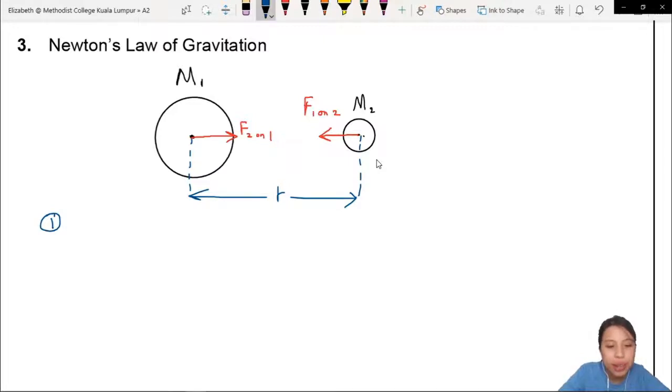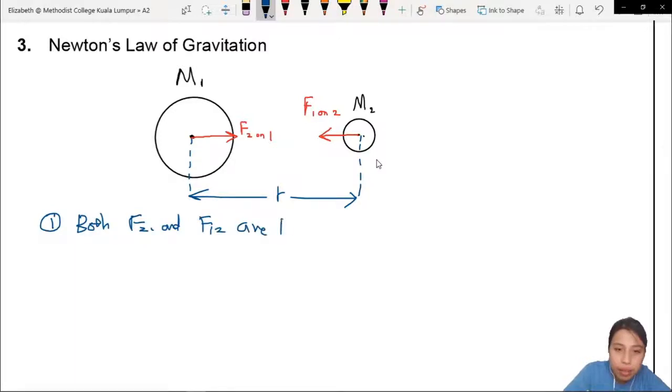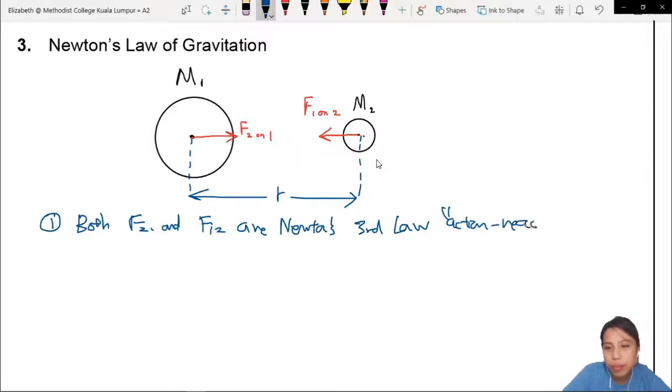This is in A-levels, called Newton's third law pairs. So you can say the first fact: both F21 and F12 are Newton's third law pair, or what we call the action-reaction forces. Action-reaction pair: same type, equal magnitude, opposite direction, acting on different bodies. Okay, so these two are the red ones.